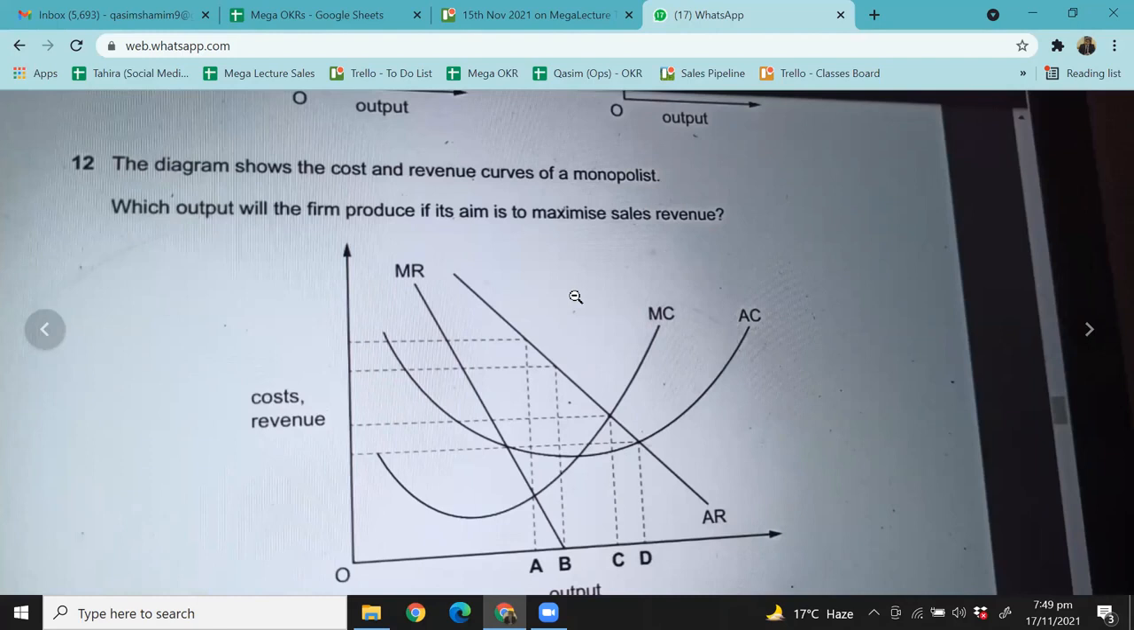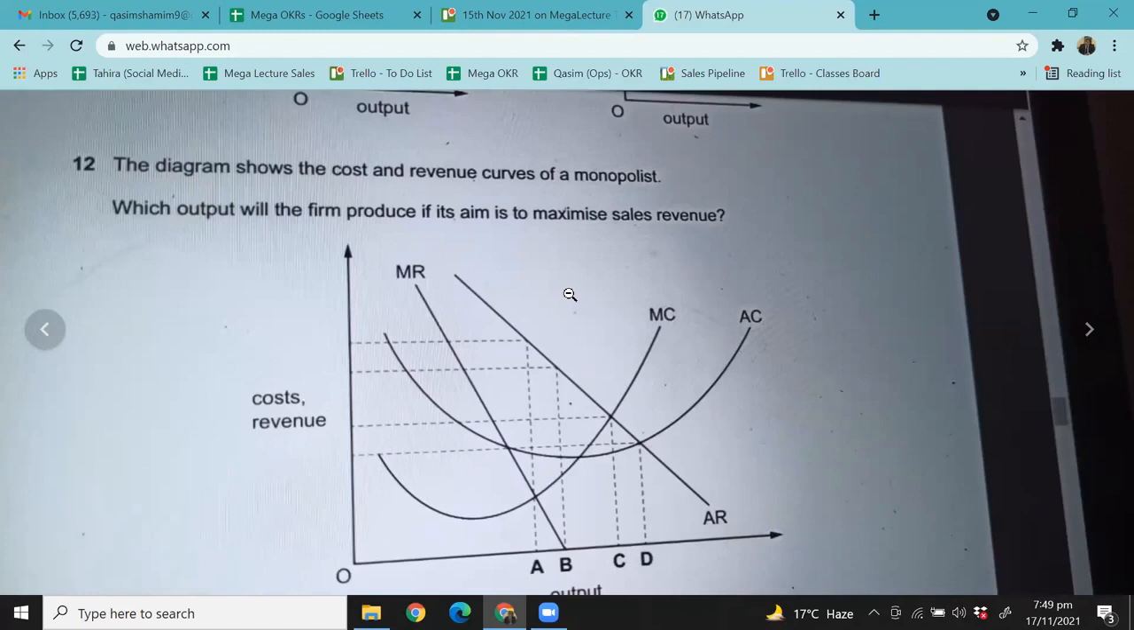Okay, perfect. So sales revenue is maximized, Isha, when your marginal revenue is zero. What does marginal revenue equal zero mean? That means you are not generating any additional revenue from the sale of the good. So when marginal revenue is zero, each additional unit of the good that you sell is generating zero revenue for you. And that is where the total revenue is maximum.